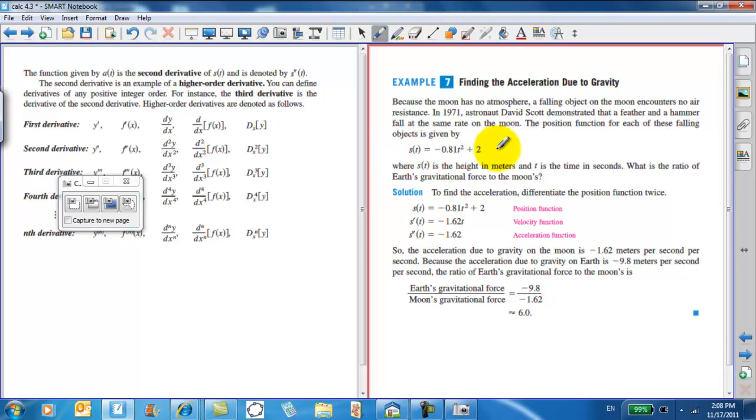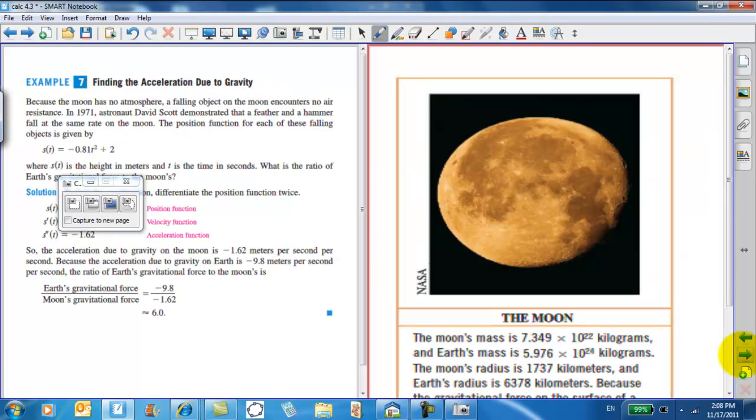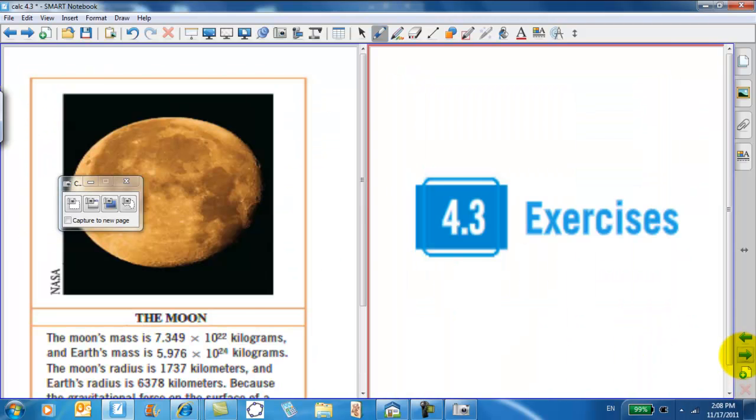Here's an example of a second derivative in action. Here's displacement. Take the first derivative, you get negative 1.62t. Second derivative, negative 1.62, giving the acceleration. And nice picture of the moon.